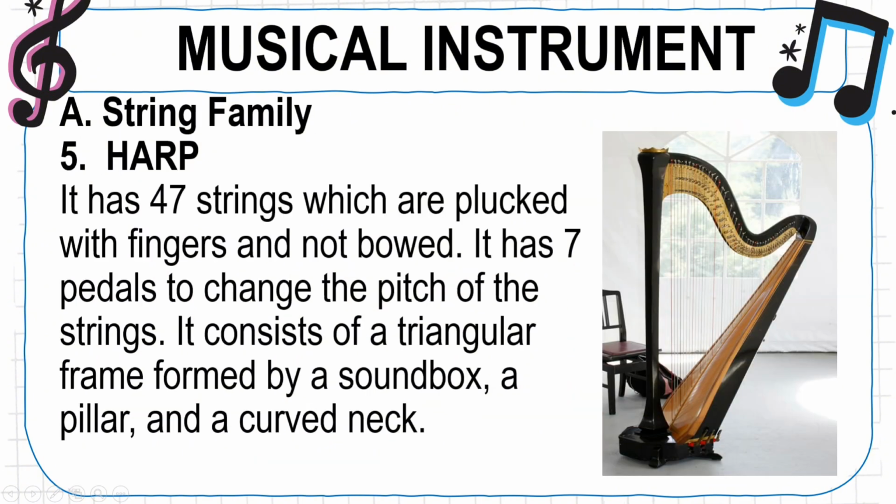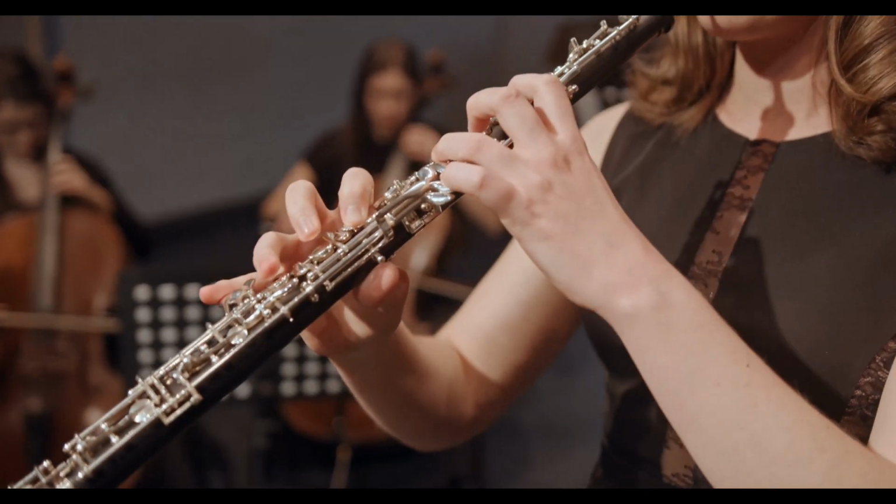And lastly, we have the harp. It has 47 strings which are plucked with fingers and not bowed. It has 7 pedals to change the pitch of the strings. It consists of a triangular frame formed by a sound box, a pillar, and a curved neck.